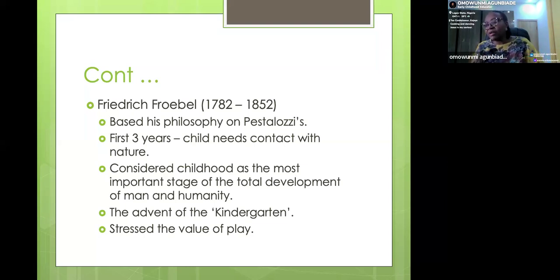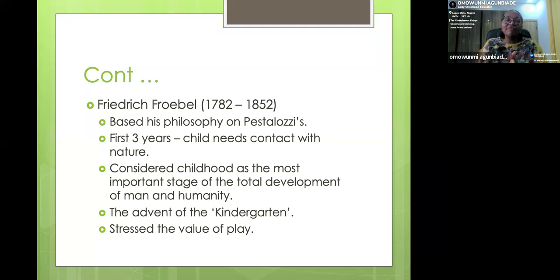And he was an educational philosopher that centered his philosophy on play and self-activity. He considered childhood as the most important stage of total development of human and humanity. It was during his method that the kindergarten era was birthed. That's the nursery that we know today in our school setting.